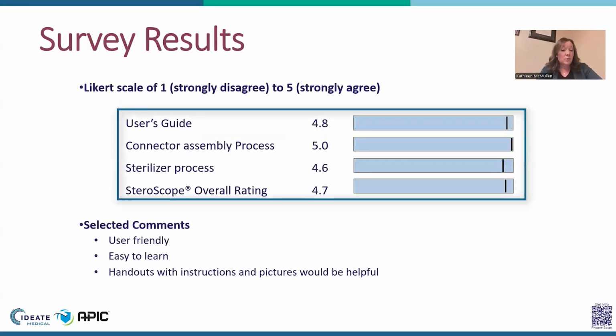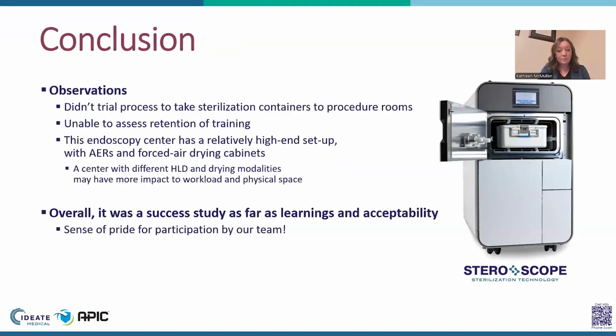The survey results were very positive. We did a Likert scale 1 to 5, and I pulled out just a sample of them for you all to see. As far as how easy the user's guide was to follow, they gave it a 4.8 out of 5. The connector assembly process they thought was very easy. The overall process of using the sterilizer was a 4.6 out of 5, and the overall rating of the Stereoscope system was 4.7. Pulled out just a few comments. They really enjoyed being part of this, giving this a try, understood really what this can mean to the safety for our patients in the future.